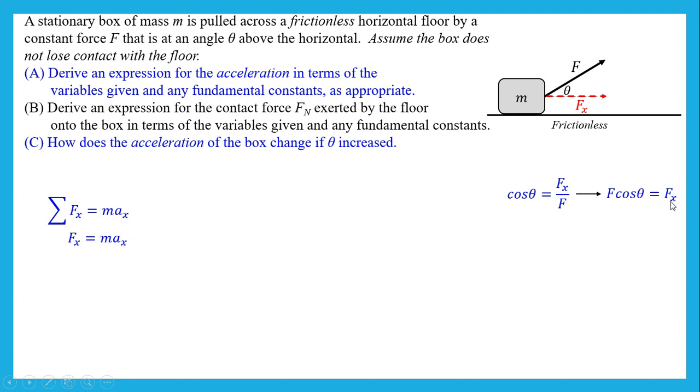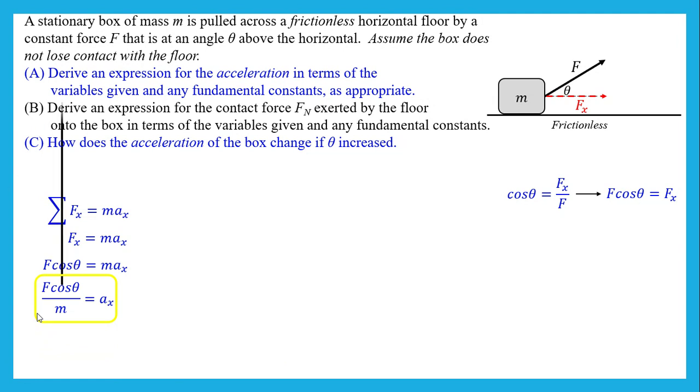So now that we know F of x is F cosine theta, we can do this quick substitution because the problem asks us to find the acceleration in terms of the variables given. F of x is not given, but F is and theta is. So we can replace F of x with F cosine theta, which is equal to mass times acceleration. Therefore, to isolate for a x, we divide both sides by m. The final outcome is F cosine theta divided by mass, and this is our expression for a x for this particular problem. Every problem is going to be a little different, okay?